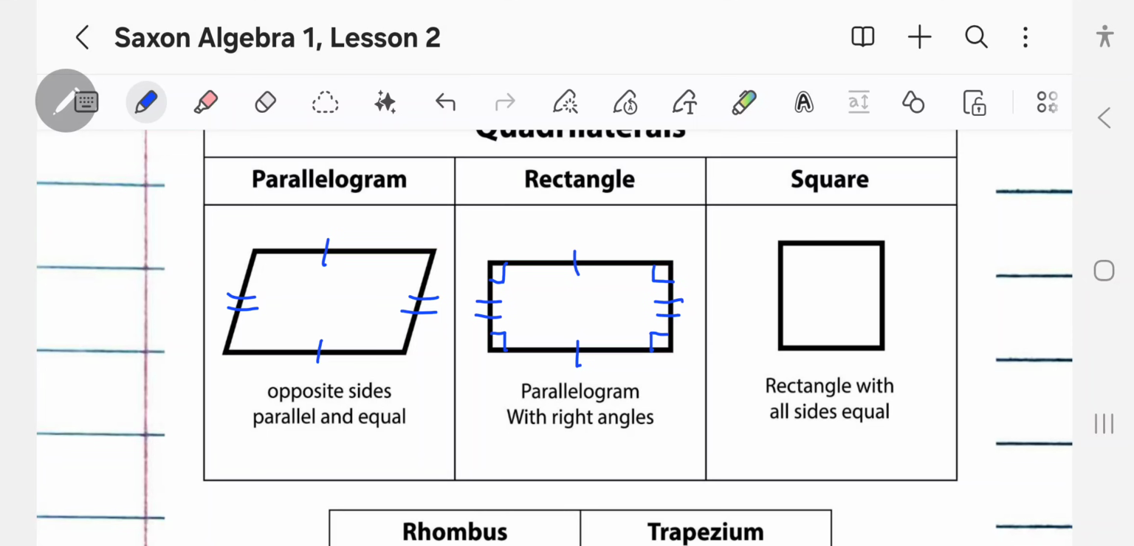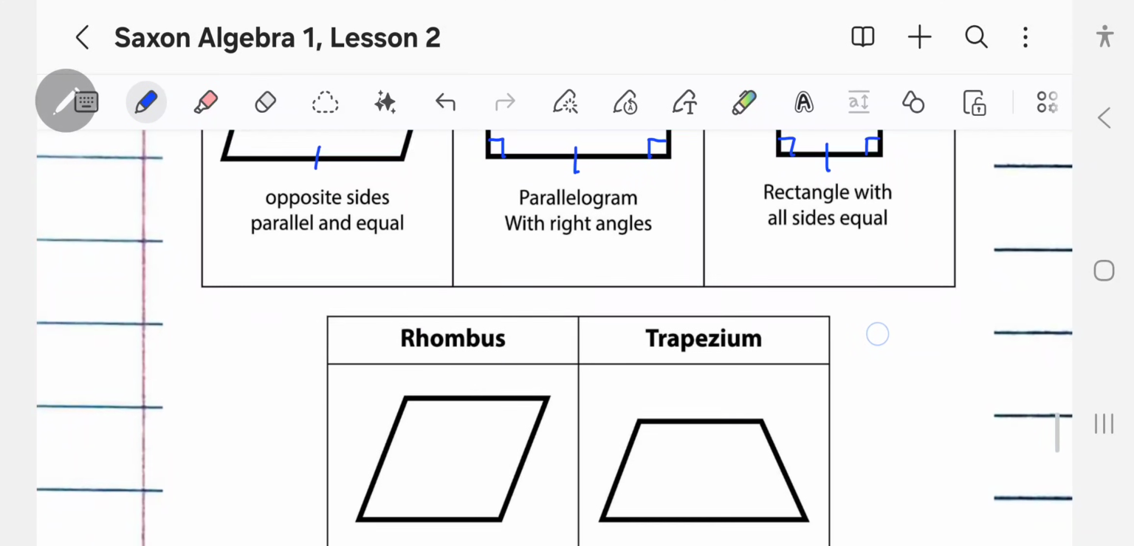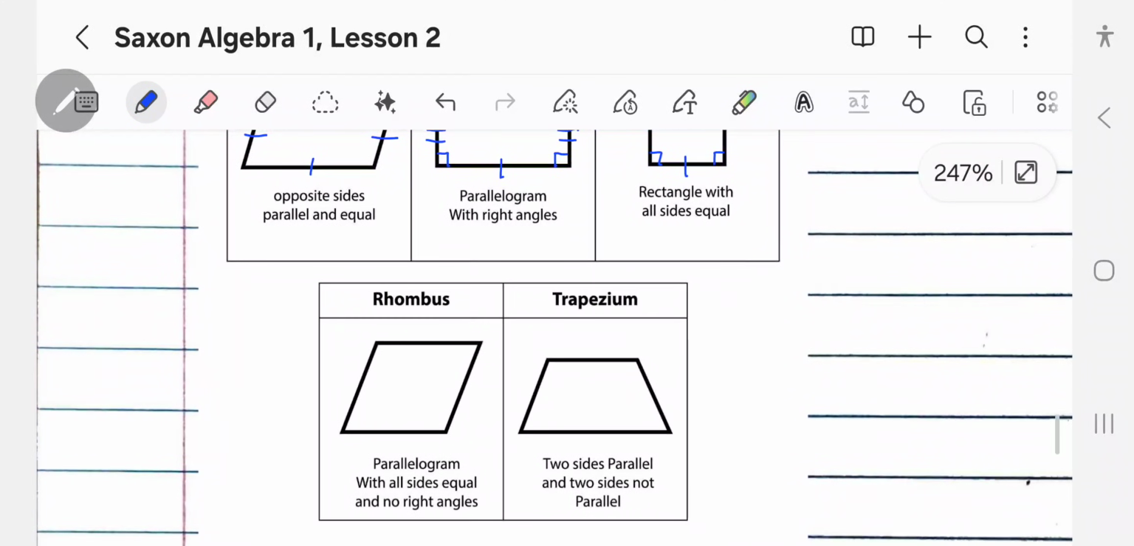A square is a rectangle, so that means it's also a parallelogram, but it is even more special because all of its sides are equal. We talked about that a little bit ago in another video. But all of its sides are equal and all of its angles are equal. So it is a regular quadrilateral we talked about. A rhombus is a parallelogram, but all of its sides are equal. So it's similar to a square, except it doesn't have right angles.